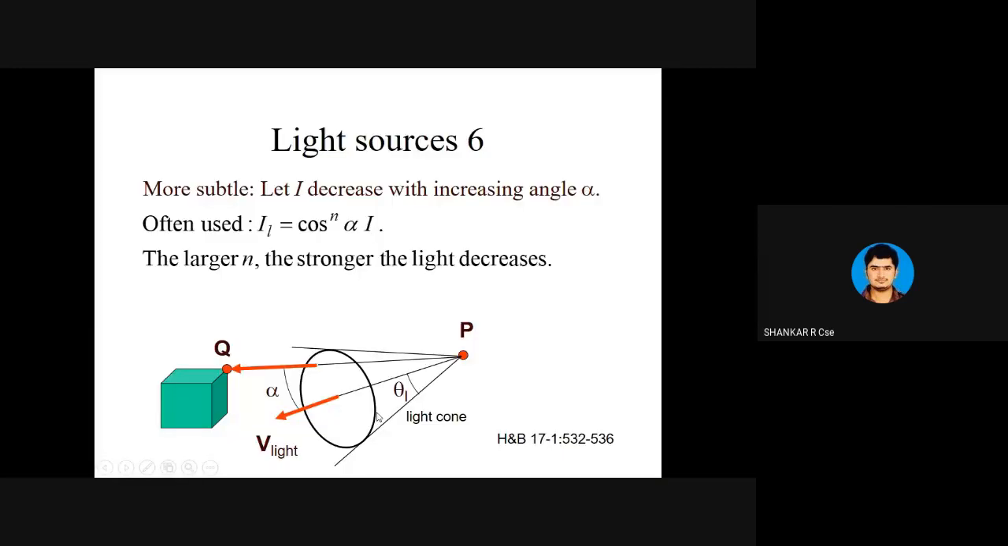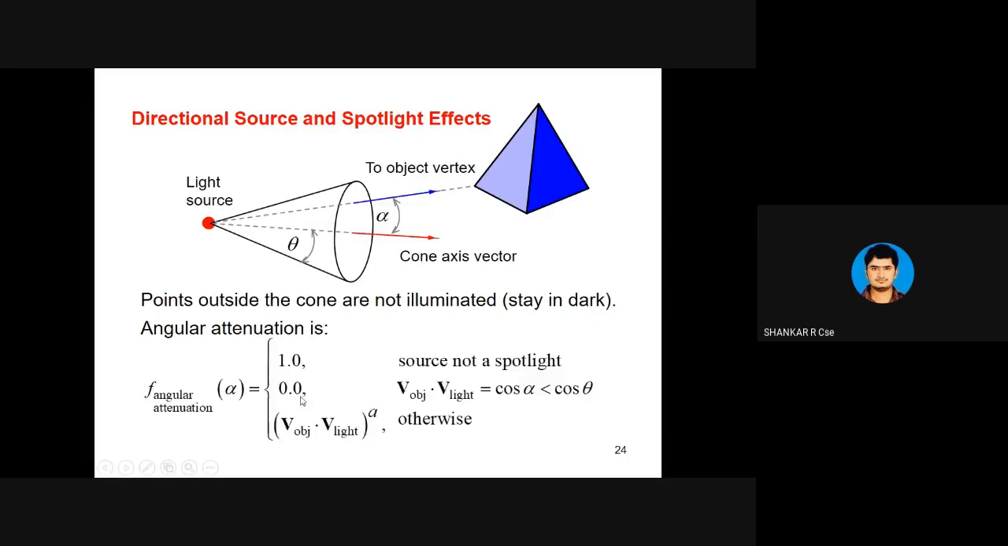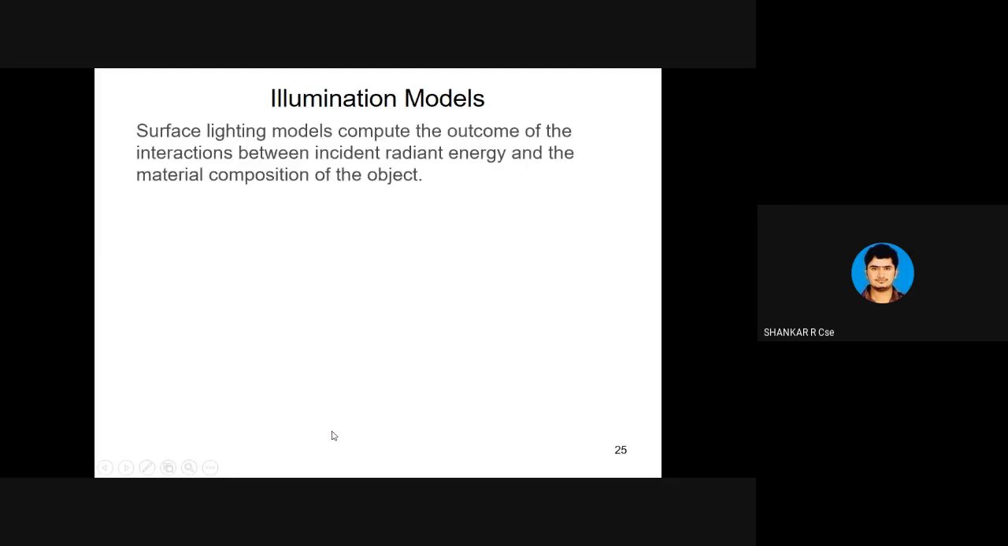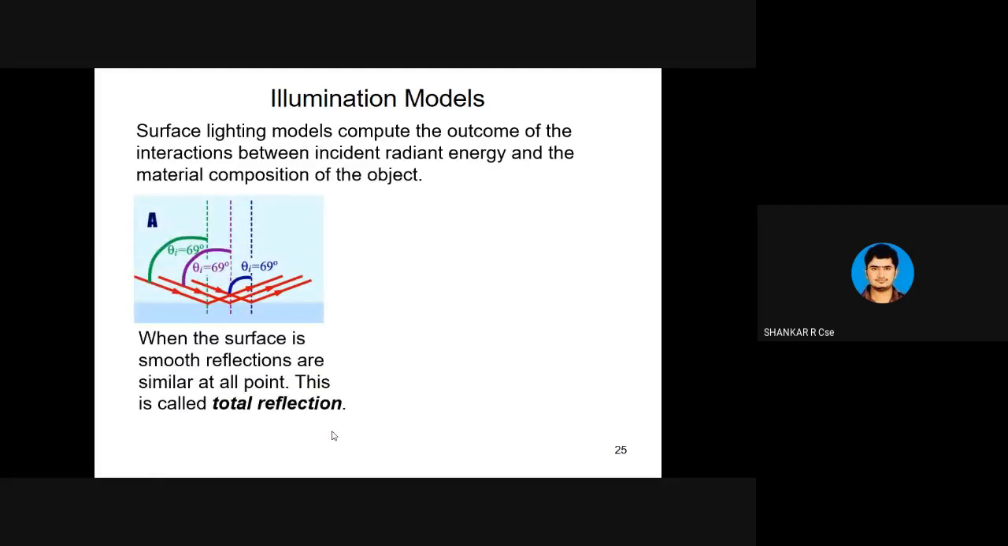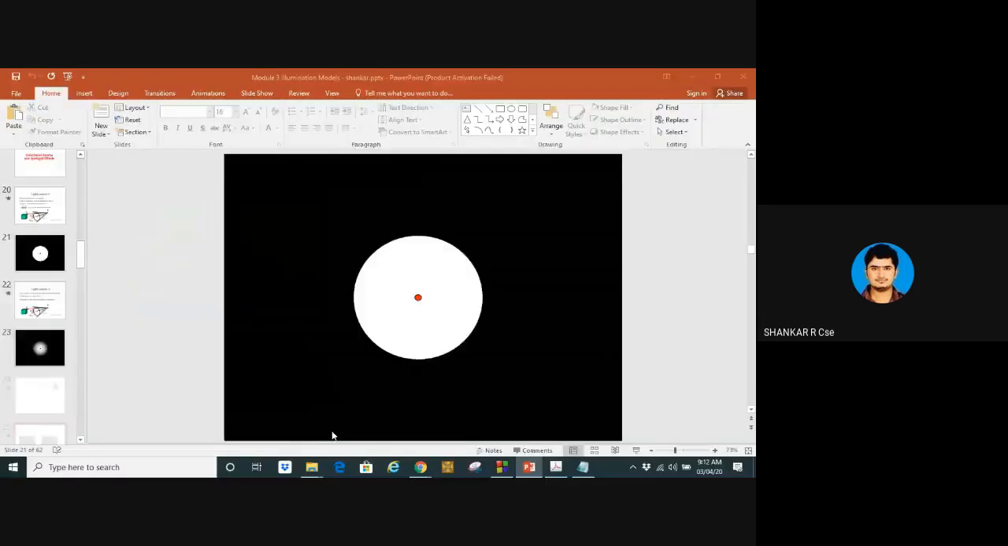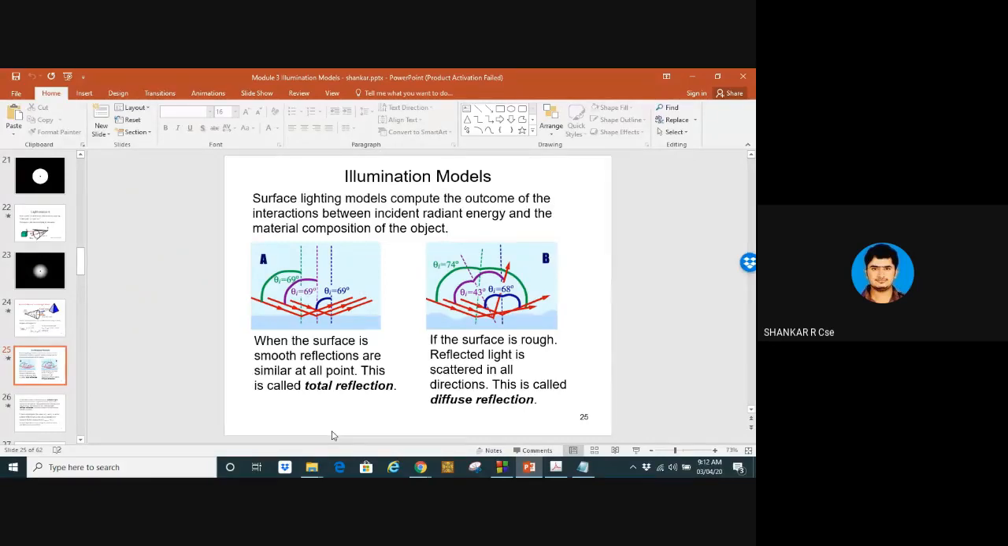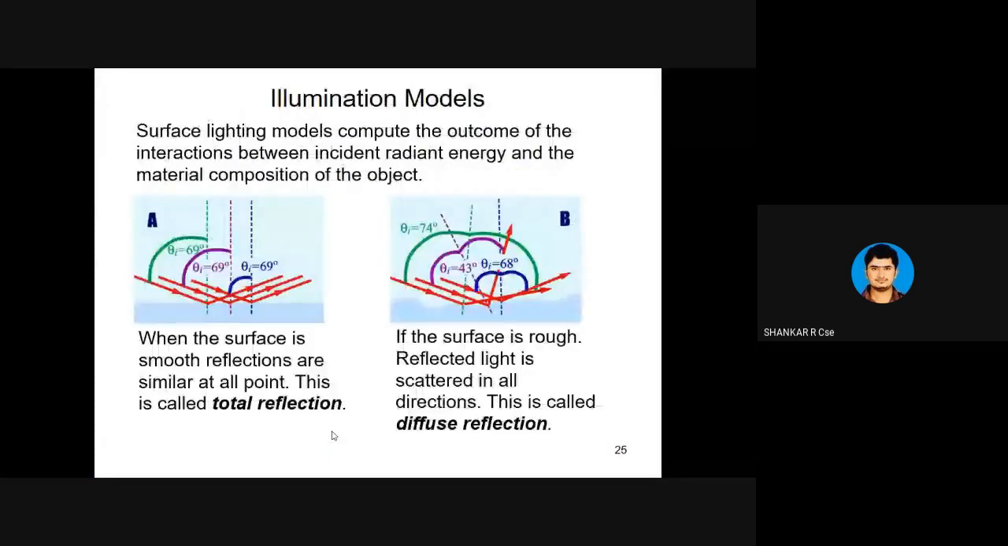Cos to the power of n alpha. Cos alpha can also be written as V object into V light. Now, I told you in the previous slides that there are two types of surfaces, right? One is called a rough surface, one is called a smooth surface. Now, if the surface is smooth, you will see the reflections are the same.